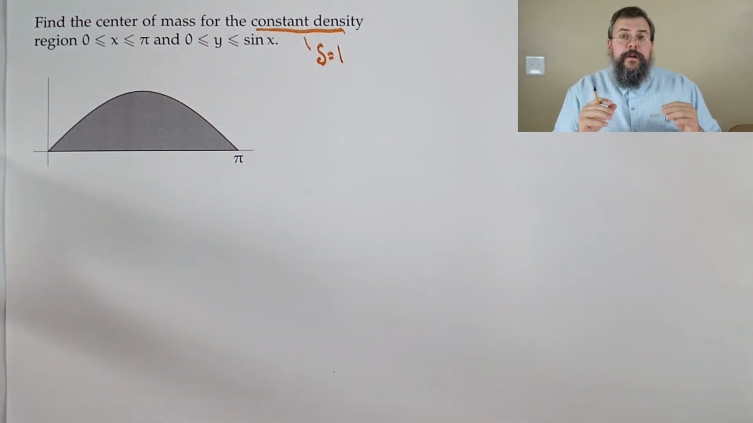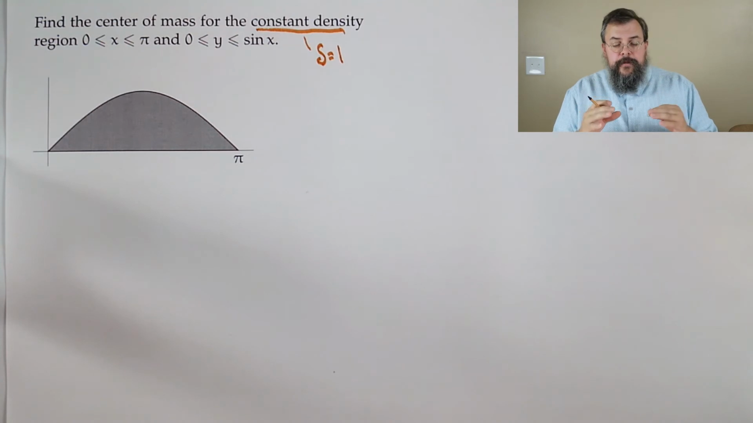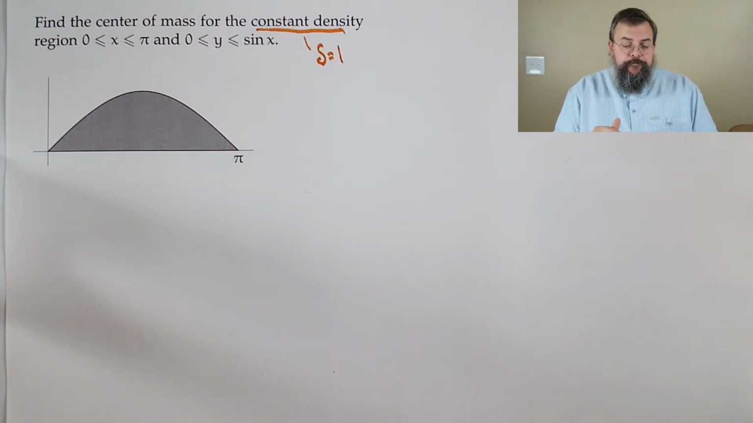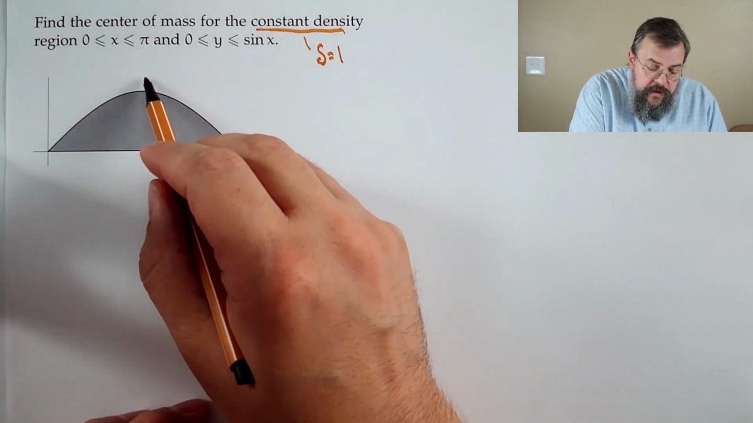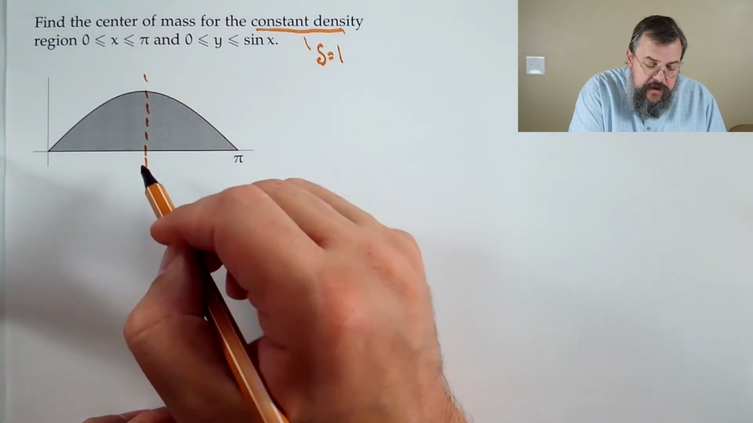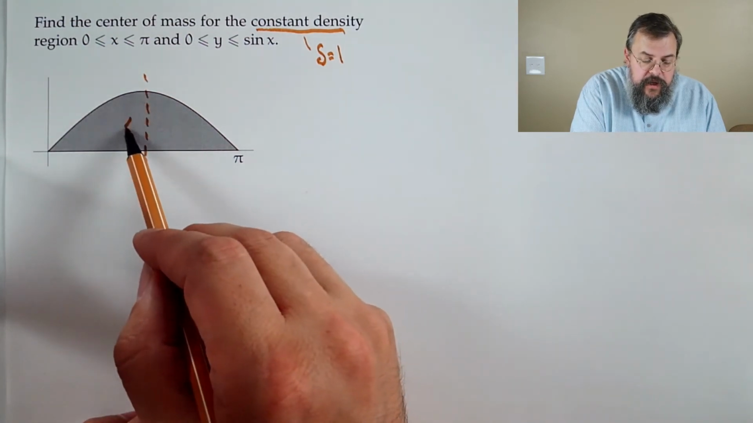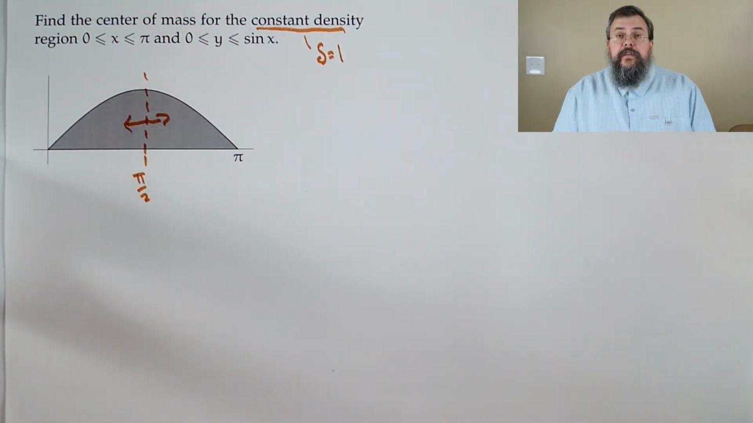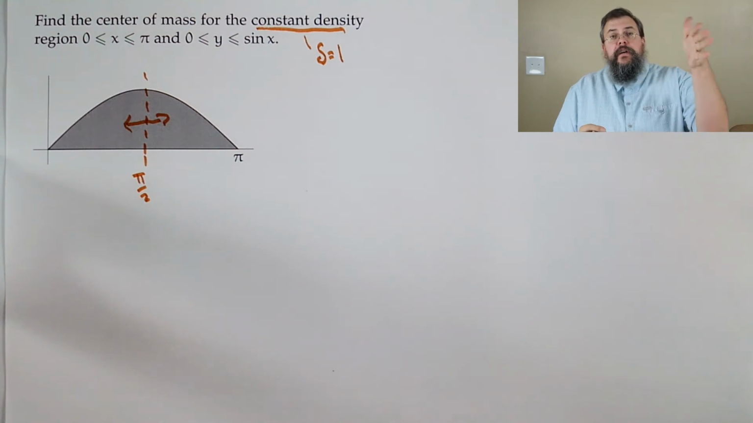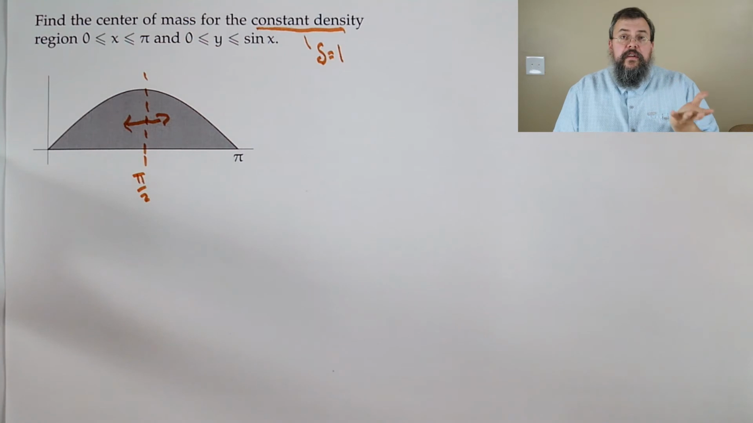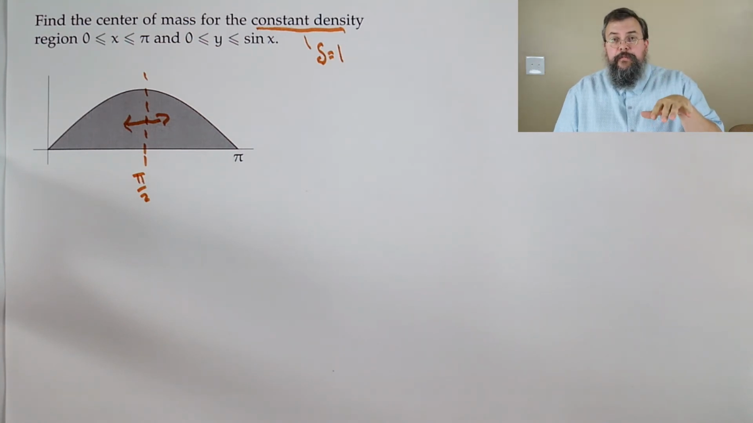And we look at our shape, and wherever we're asked to find a center of mass for a shape, we look and say, is there any symmetry? Well, here's an obvious symmetry right here at pi over 2. Now, we have to check two things. First off, is the shape symmetric? So in other words, if we took it and turned it over, would it still look the same? The answer is yes, the shape is exactly the same.